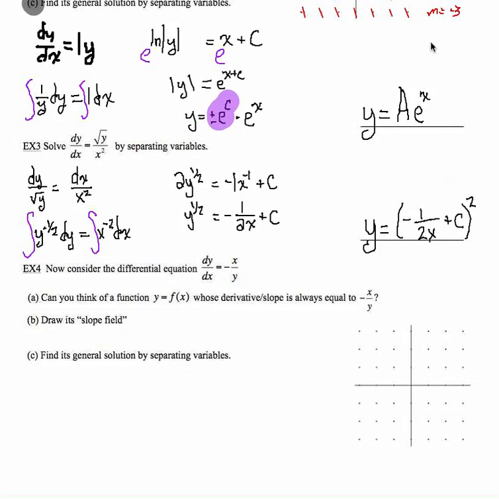Okay, now example 4, we're going to look at the differential equation here. This is our derivative that we're looking at. So again, verbally you can think of this as a function whose derivative is always equal to the opposite of the x value of the point divided by the y value of the point of that function. Right? So we're going to draw a slope field for you. We'll do that now.